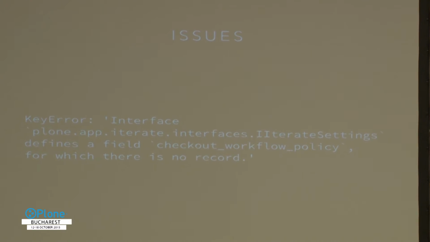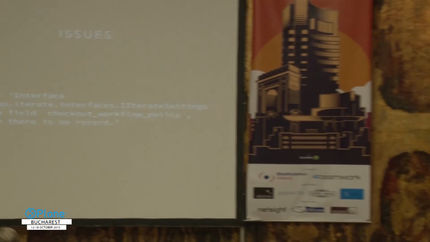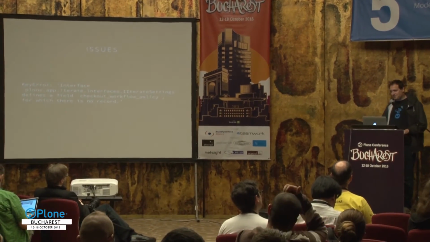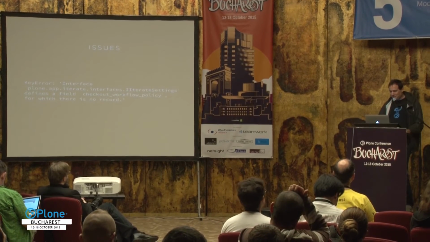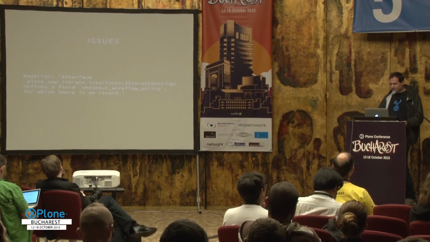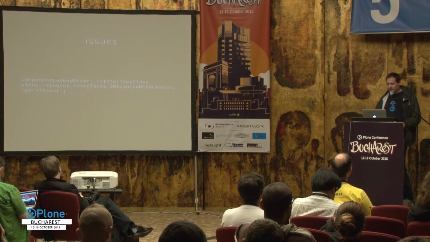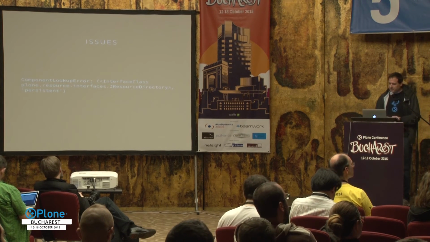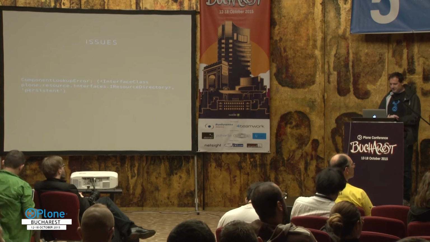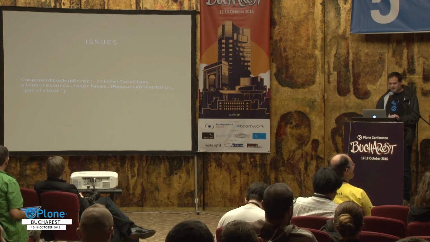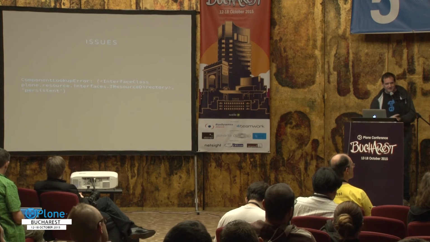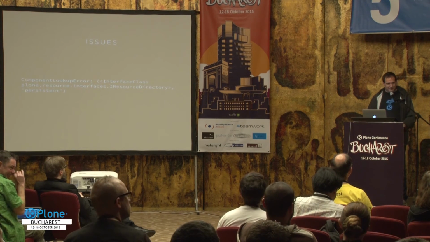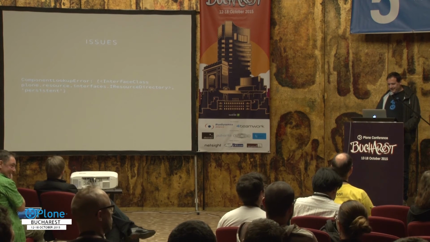But you'd have to know that plone.app.iterate is what it actually is called in the quick installer. It's like hurdle number 1, but then it worked. That was like the easy one. That was actually hard. Component lookup error, interface class, plone.resource interfaces, IResourceDirectory, persistent. So when I read persistent, I usually go, oh, please. I call the cops.